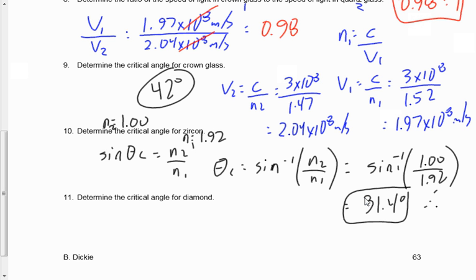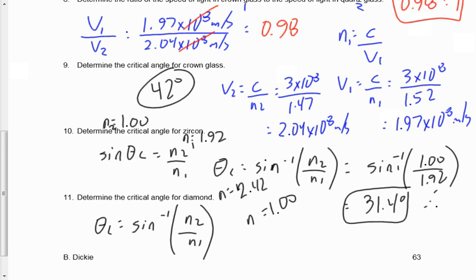Now, let's find the critical angle for diamond as well, just to compare those. Once again, it's going to be the inverse sine of N2 over N1. Diamond is 2.42. Air would be 1.00. Which way are we going? From air to diamond or diamond to air? We know this for sure. Devin, which way are we going? Got to be diamond to air. Got to be high index to low index.